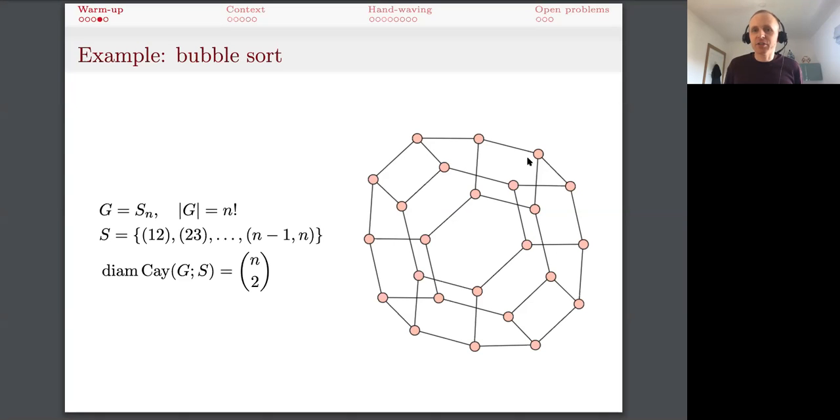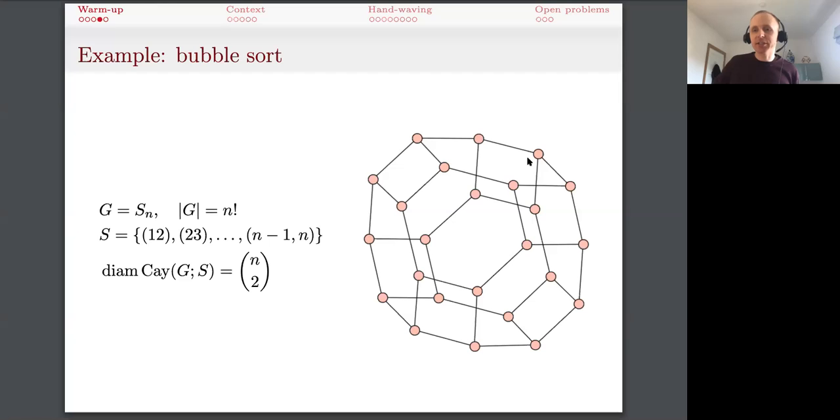It's a standard fact, exercise, theorem, something, that the worst case is when the list is in exactly the wrong order, when it's anti-sorted. And in this case, it takes precisely n choose 2 swaps to get it back to the right order. So the diameter of the Cayley graph in this case is n choose 2. Again, this is a case where the size of the group is enormous. It's n factorial, but the diameter is comparatively small. It's about n squared.